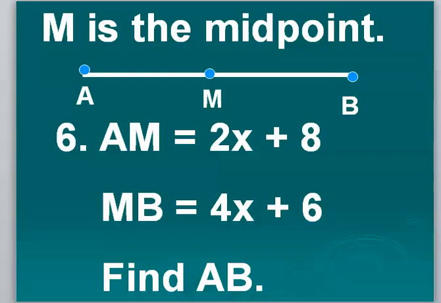Again, M is the midpoint between endpoints A and B. This time they tell us that AM is 2x plus 8.